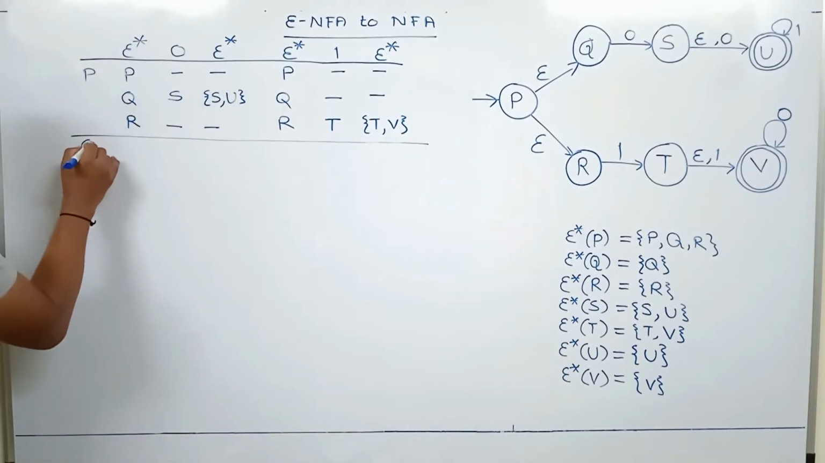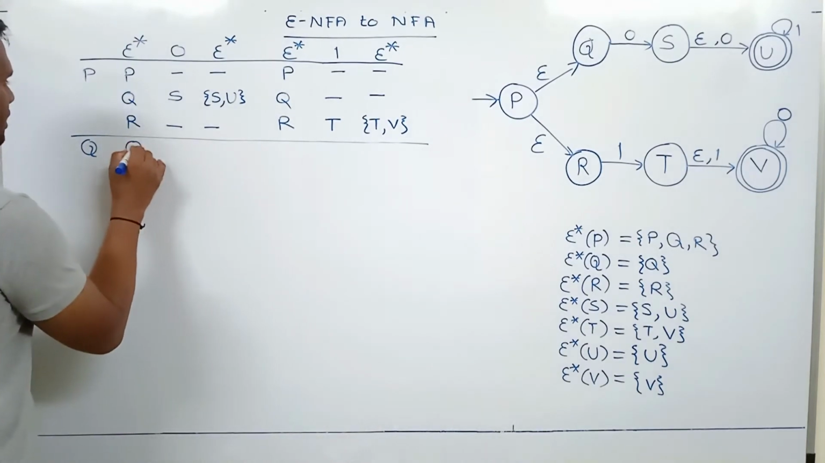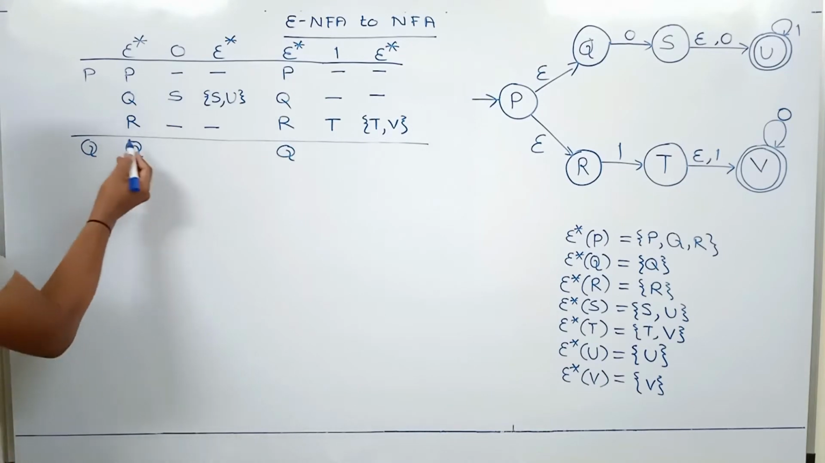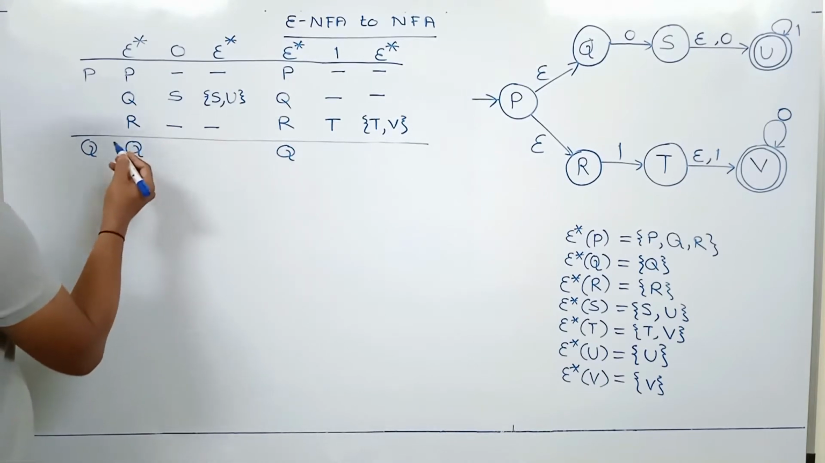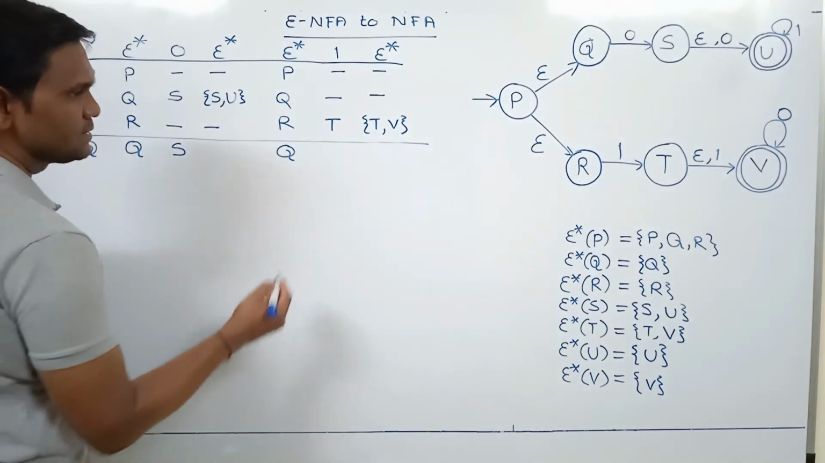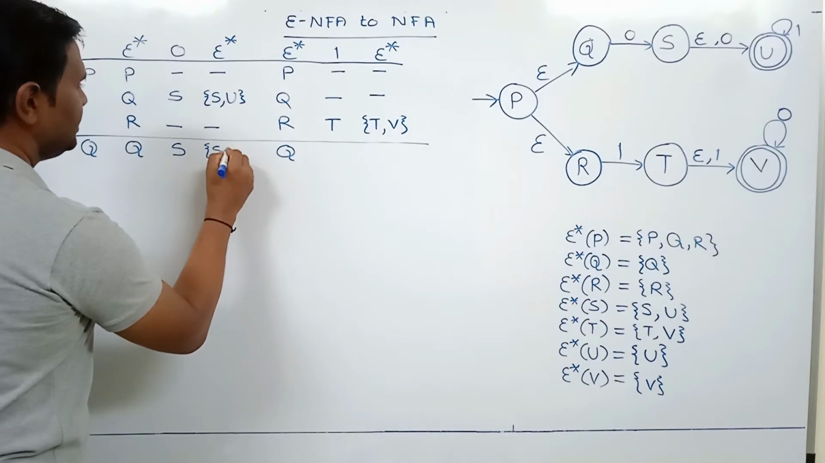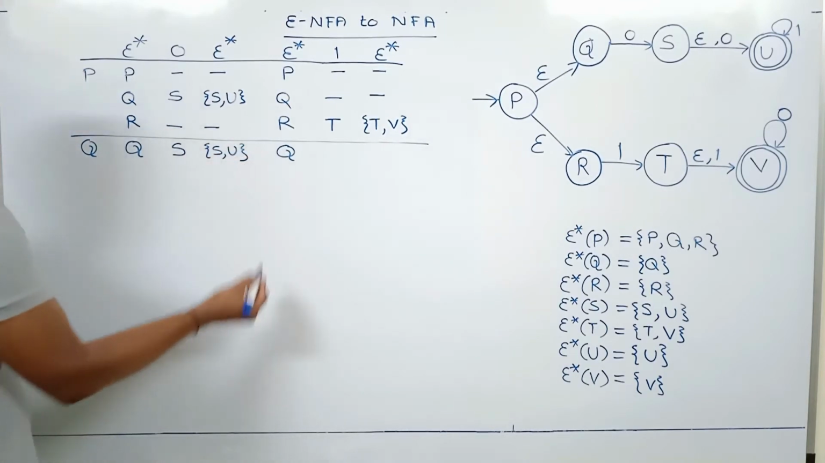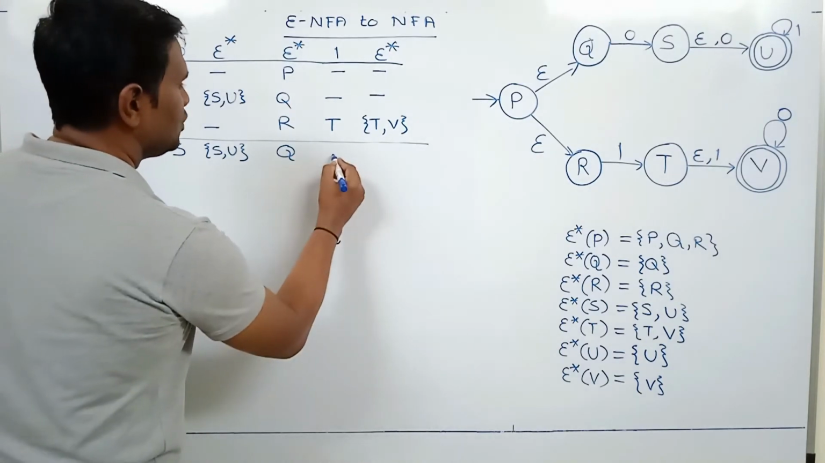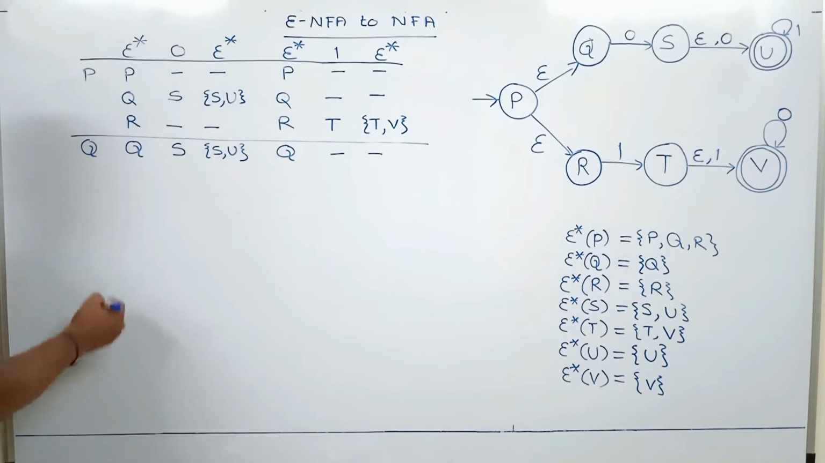Next state is Q. Epsilon closure of Q contains only Q. We write it at both places, for 0 also, for 1 also. Q on 0, it goes to S. Epsilon closure of S, S and U. So here we write S and U. For Q, Q on 1, there is no transition, so we write empty set over here.